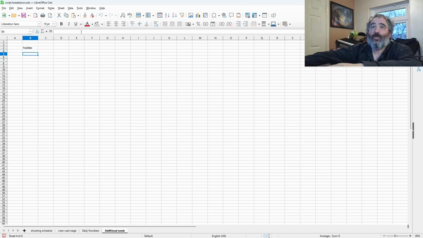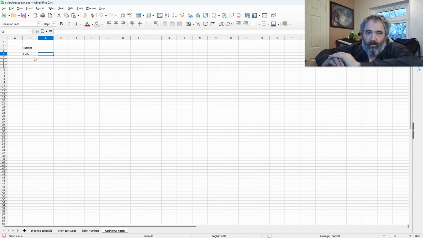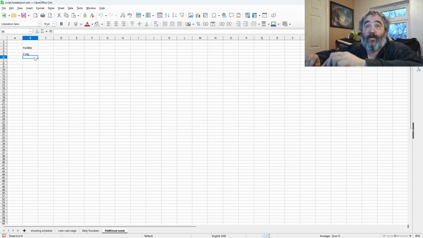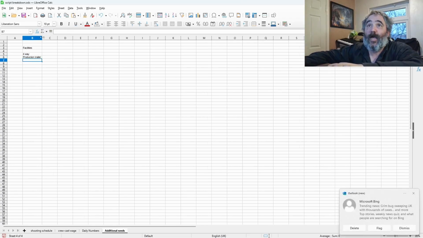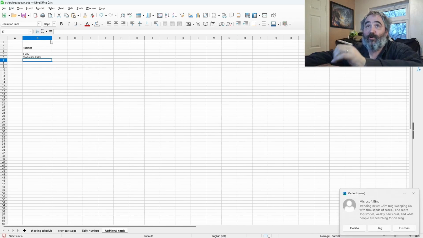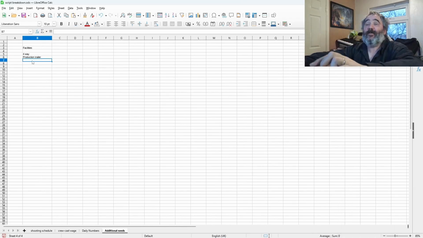Okay, so we're going to need a 4-way. Now, for those that don't know, a 4-way is a caravan that has 4 separate compartments where 4 different members of cast can actually sit and relax before they go out on film. So we want a production trailer. Now that's like a little office, and that will contain 2 rooms for the production staff.